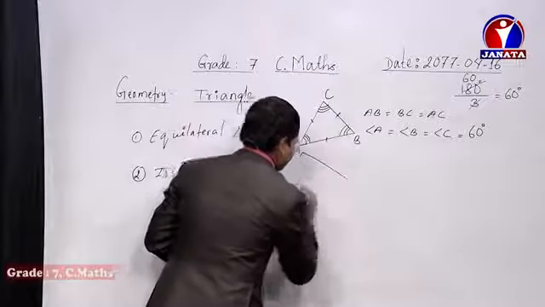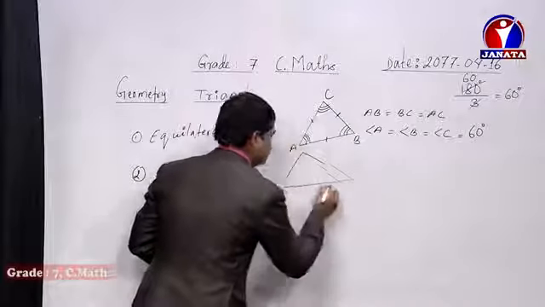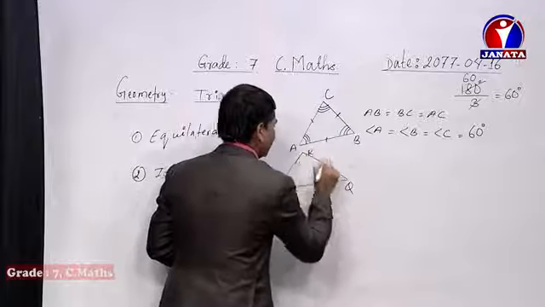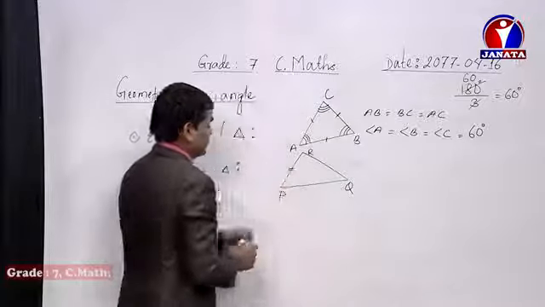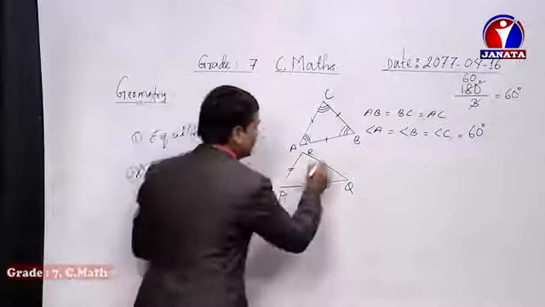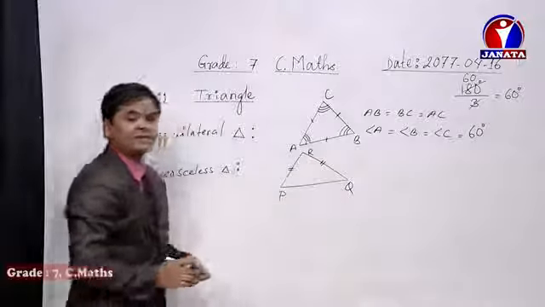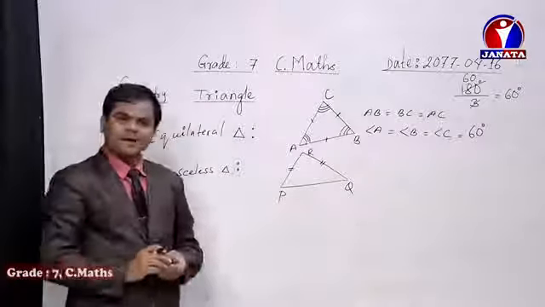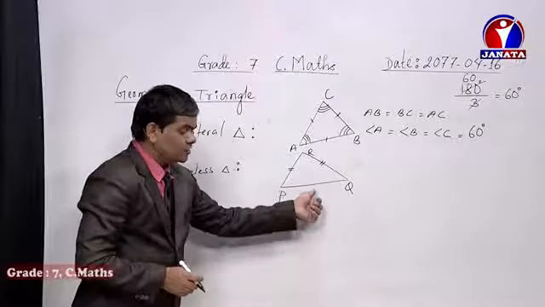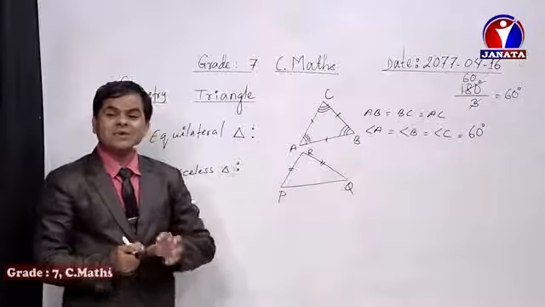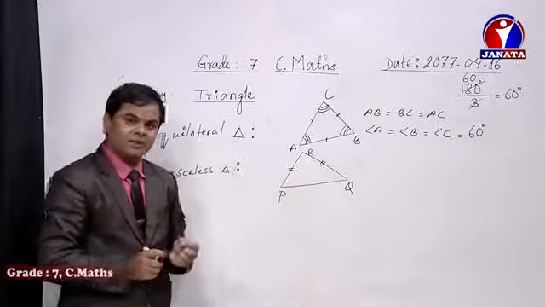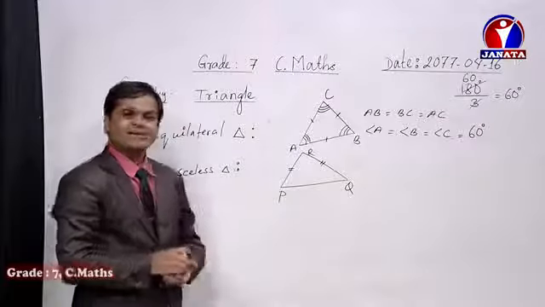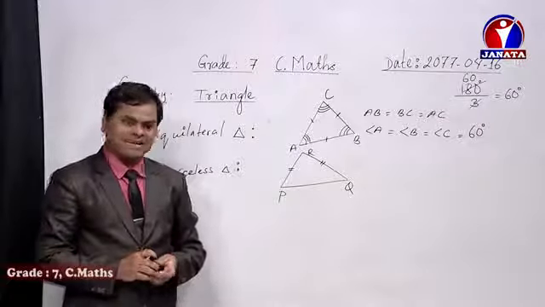For example, this is an isosceles triangle PQR. If the length of PR and the length of QR, when we measure them using a scale, are equal but not the third side, that is, one side among those three sides is not equal but the two sides are equal to each other, that type of triangle is known as an isosceles triangle.